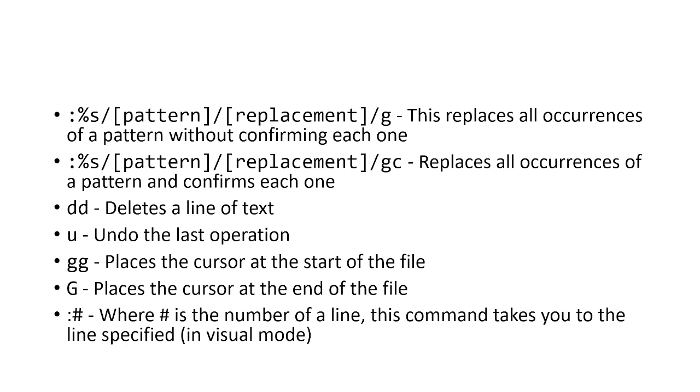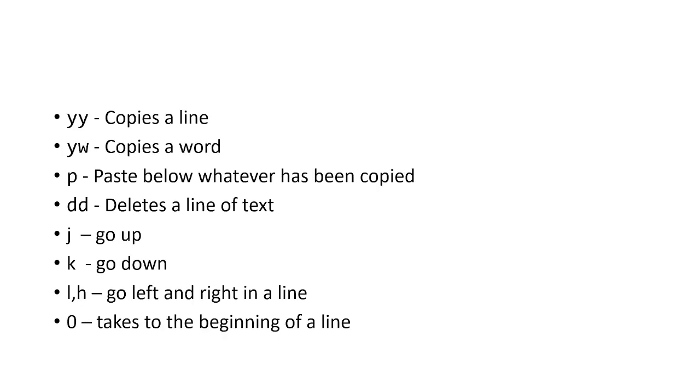gg places the cursor at the start of the file, and shift g, which is capital G, places the cursor at the end of the file. And if we give colon and a number, that number is the line number, so if you give colon 35, it will take you to line 35. yy copies a line, though copy is not the best word, it yanks a line basically. When we use yank, it stores the line in a buffer, that's it. It will not copy to the clipboard.